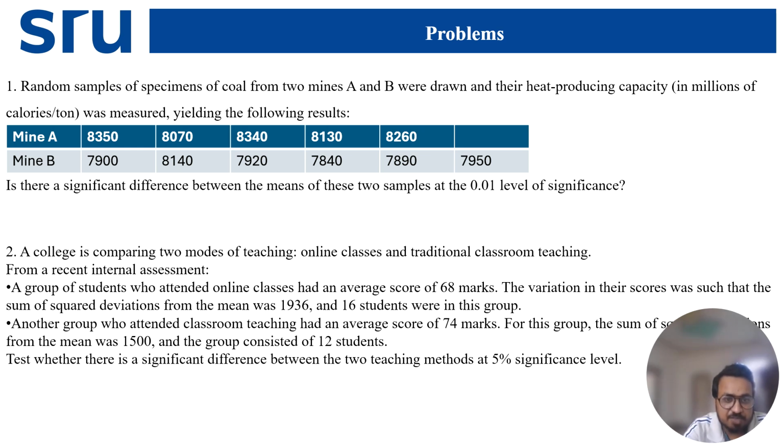Random samples of specimens of coal from two mines, A and B, were drawn. Their heat capacity was measured, yielding the following results. So this is all about the equality of two means for small sample size. You will solve this problem. If you have any doubt or any problem, then you can comment in the YouTube link, right?